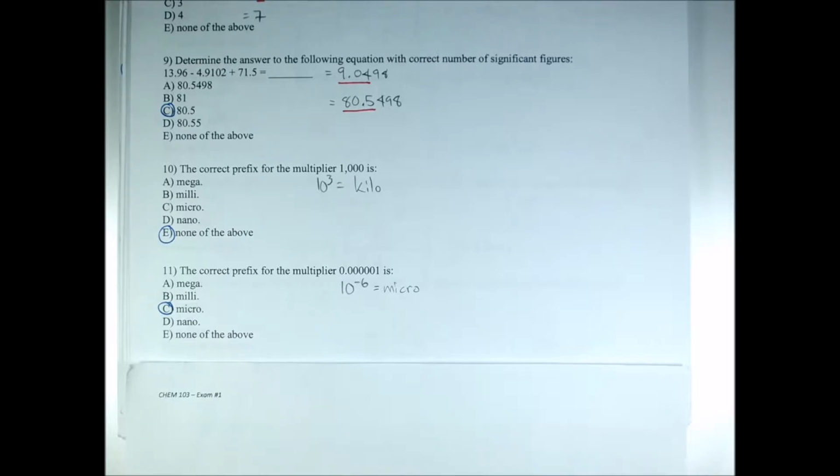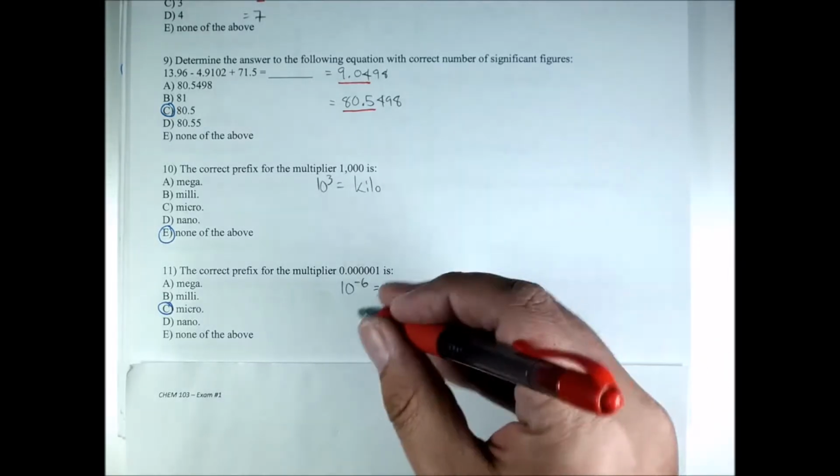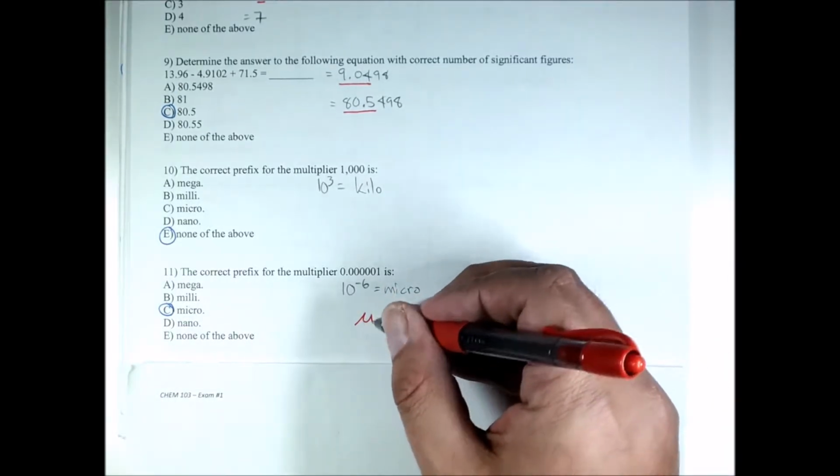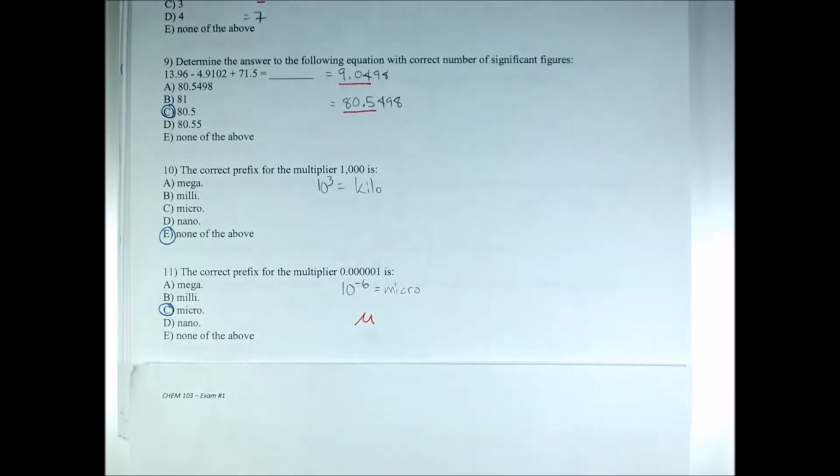Remember what the symbol was for that? So we're going to put the symbol for it. What do we use? It's the funny looking U. It looks like that. It's the mu. But it looks like a cursive U almost.